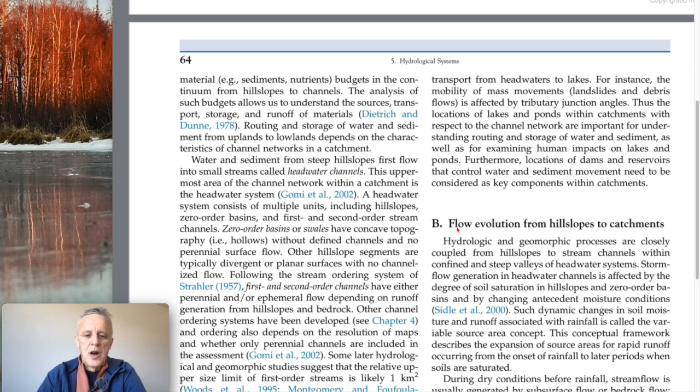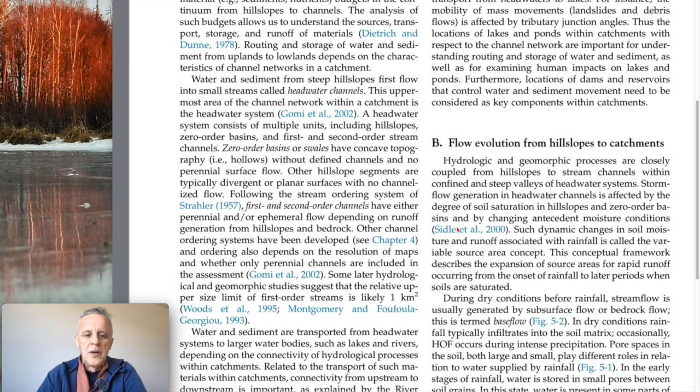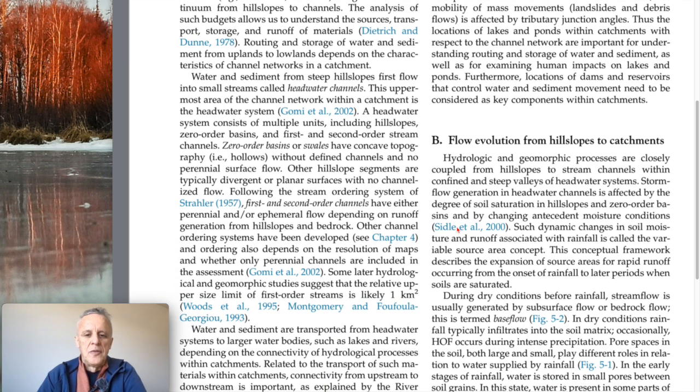Routing and storage of water and sediment from uplands to lowlands depends on the characteristics of channel networks in a catchment. Water and sediment from steep hill slopes first flow into small streams called headwater channels. This uppermost area of the channel network within a catchment is the headwater system. A headwater system consists of multiple units, including hill slopes, zero-order basins, and first and second-order stream channels.